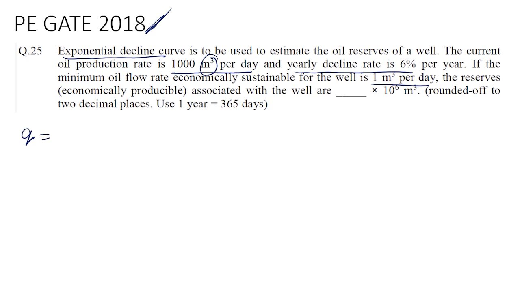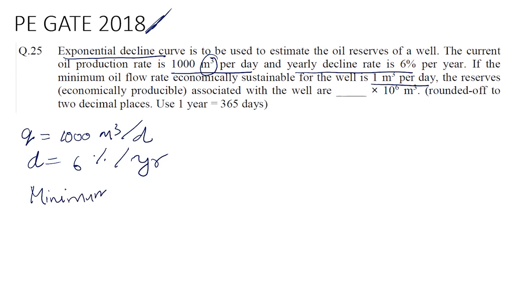Down the data that has been given: 1000 meter cube per day. Decline has been given as 6% per year. Again, this unit will be very important. And economically sustainable, that is the minimum oil flow rate for economic sustainability of the well, is 1 meter cube per day. Okay. Now we have to find the reserves.